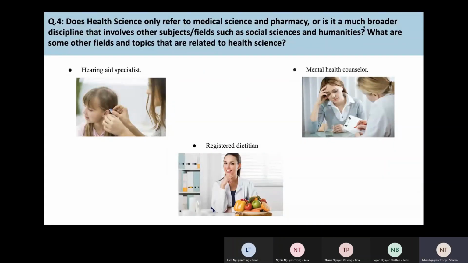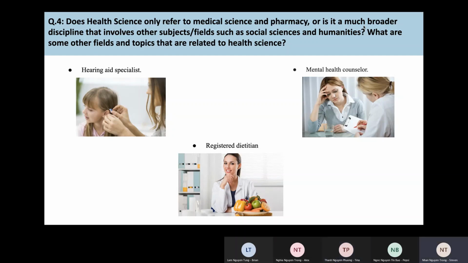So now is question 4. Does health science only refer to medical science and pharmacy, or is it a much broader discipline that involves other subjects, fields such as social sciences and humanities? What are some other fields and topics that are related to health science? So we got 3 other fields such as hearing aid specialist, mental health counselor, and registered dietitian.